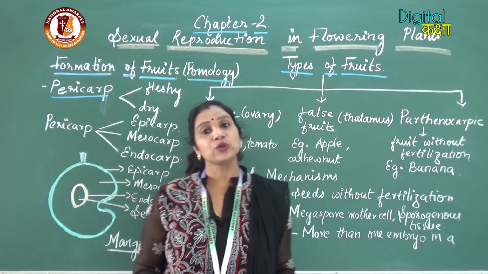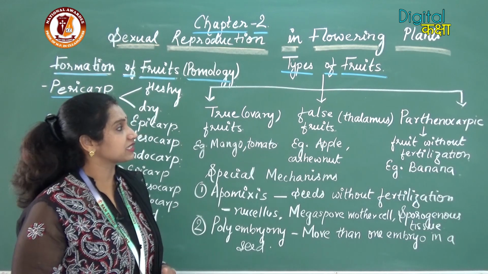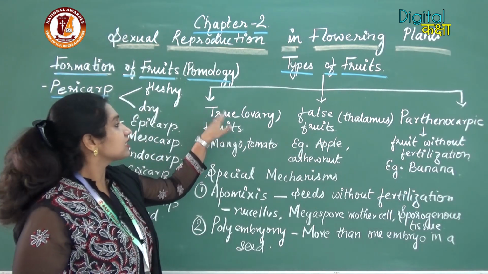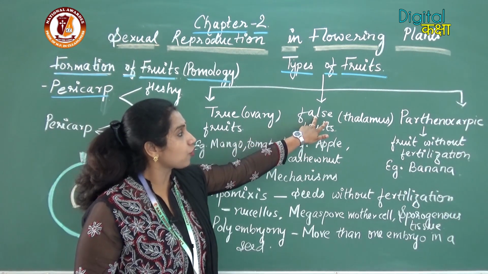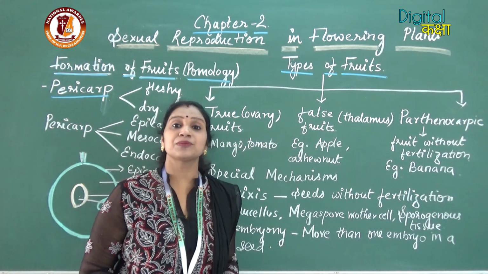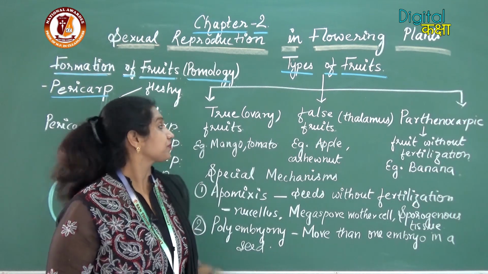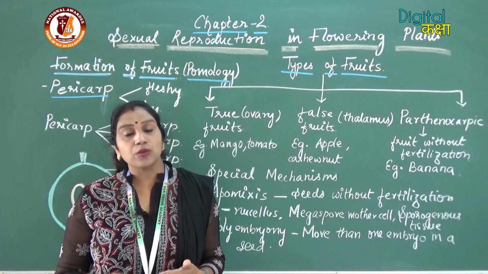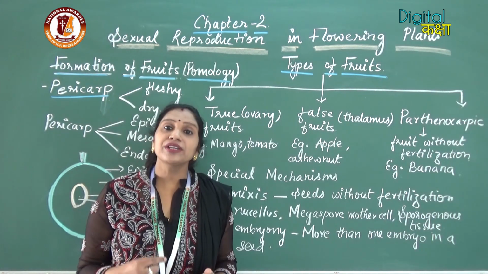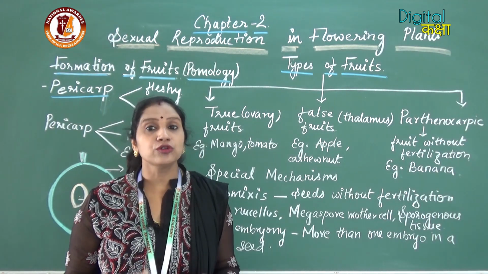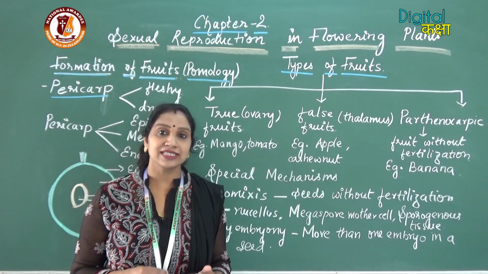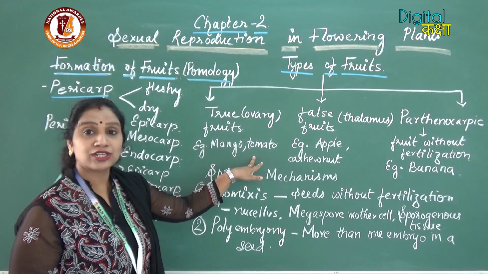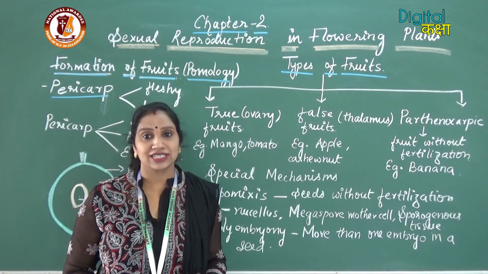Now we will move to the types of fruits. There are three types of fruits. Number 1 is true fruit, number 2 false fruits, and number 3 is parthenocarpic fruits. True fruits are those fruits which are directly formed from the ovary. The ovary ripens to form the true fruit after the fertilization. Examples of true fruits are mango, tomato, coconut, etc.